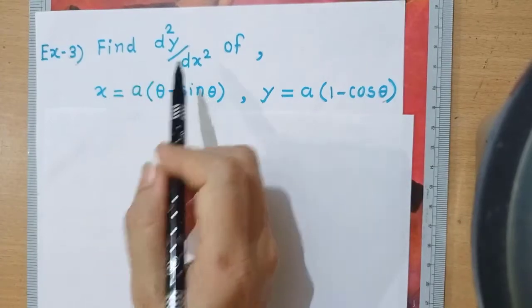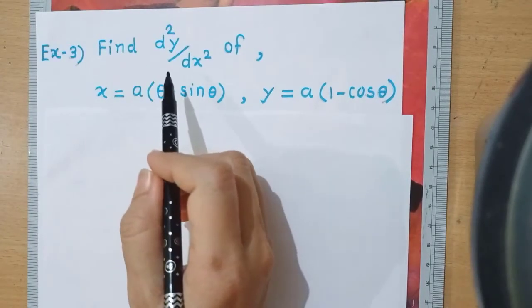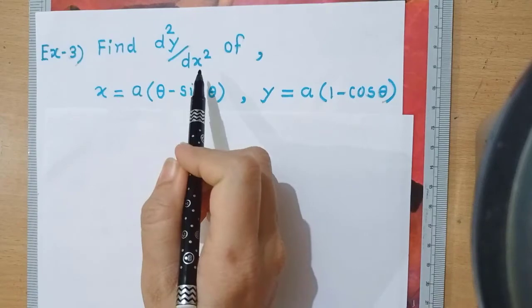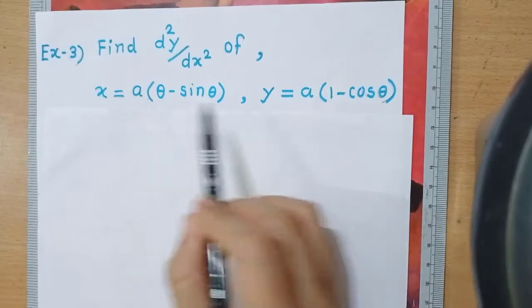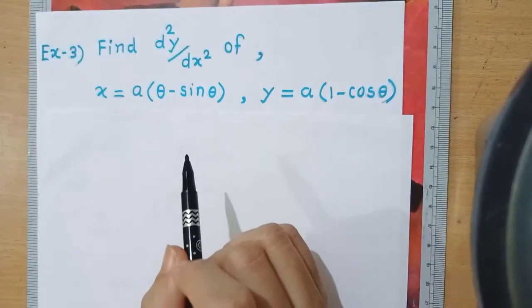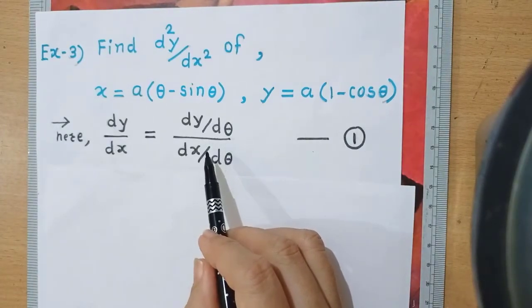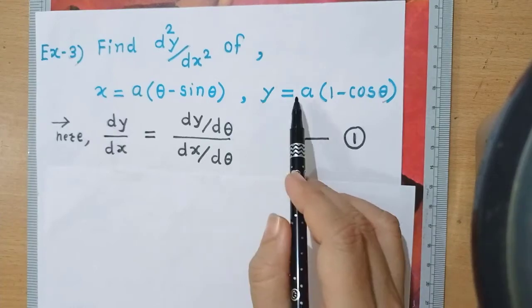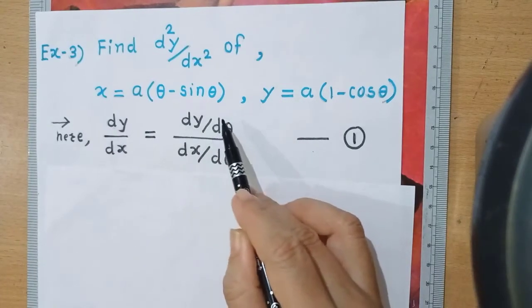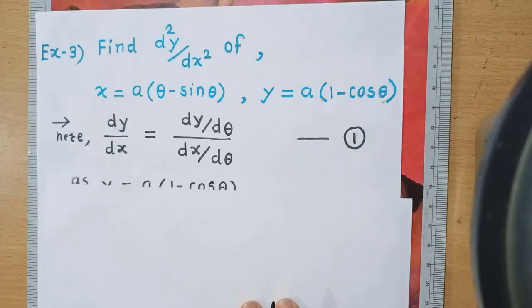Now we have this example and we have to find d square y by dx square. Since these two are parametric functions, we will find dy by dx by using this formula. We have this y function. First we will find out dy by d theta.